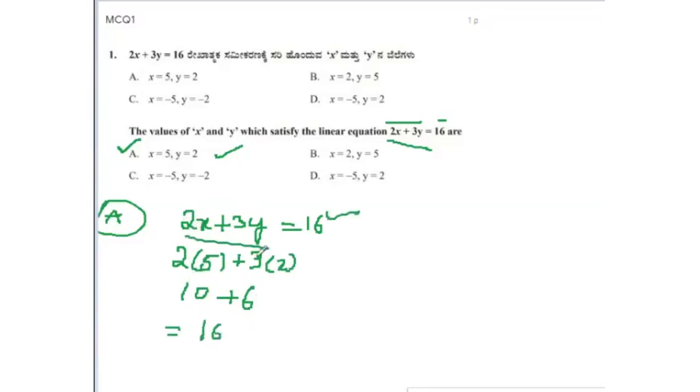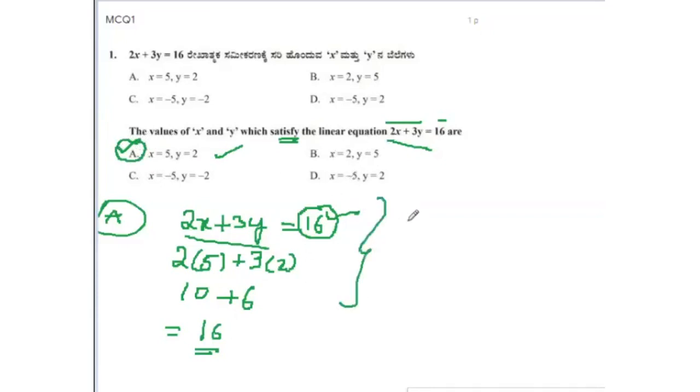I have taken the LHS part. I replaced x and y values and I got the value of left hand side as 16 and RHS is also 16. Therefore, option A is satisfying the linear equation 2x plus 3y is equal to 16. Therefore, the correct option among A, B, C, D is A. And if you replace the values of B, C, D, they are not satisfying.